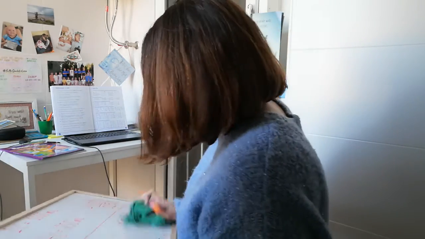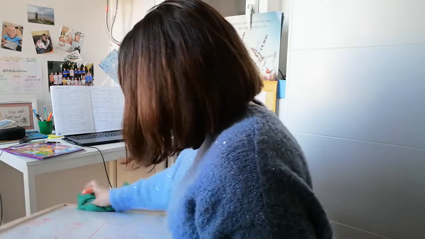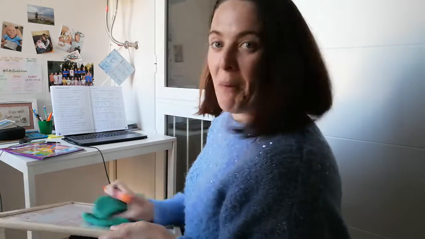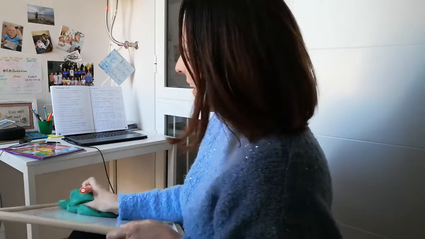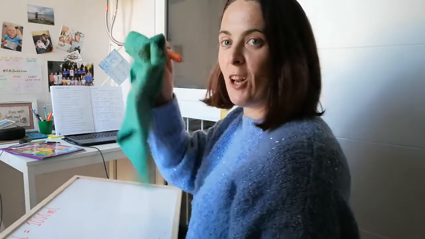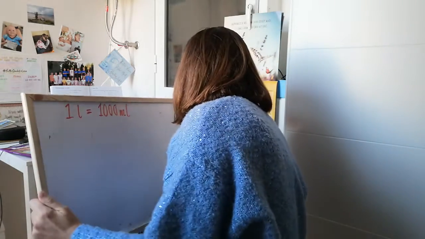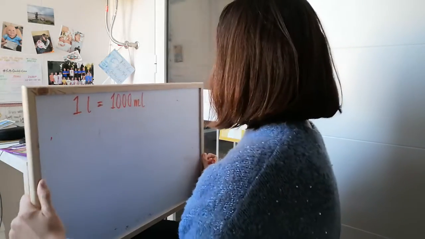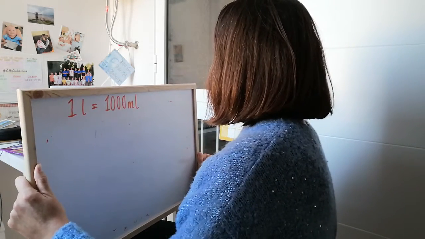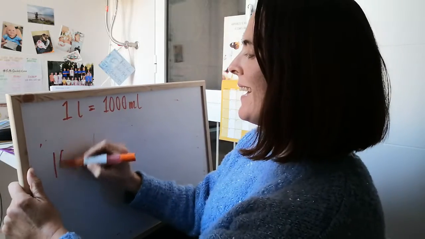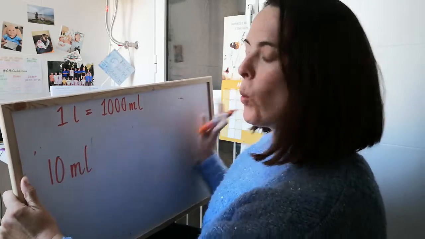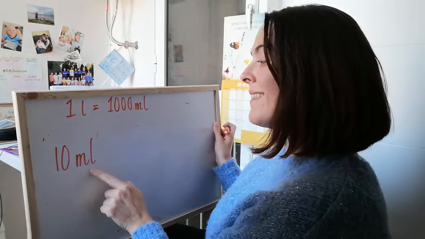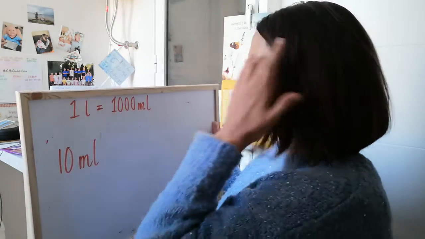So in number 5, I need a bigger whiteboard and a proper eraser. I'm using a dishcloth. Write the following as litres using the decimal point. So I'm going to look at, for example, 10 millilitres. We want to write that as litres using the decimal point.